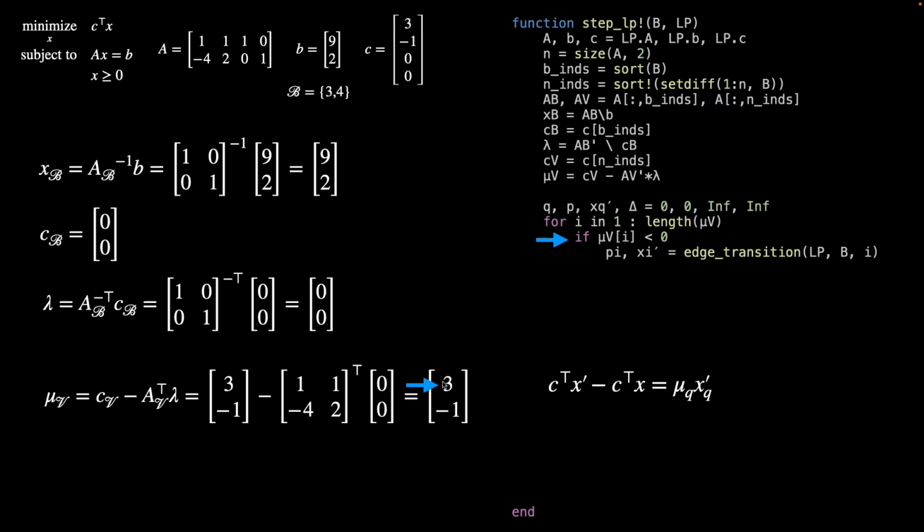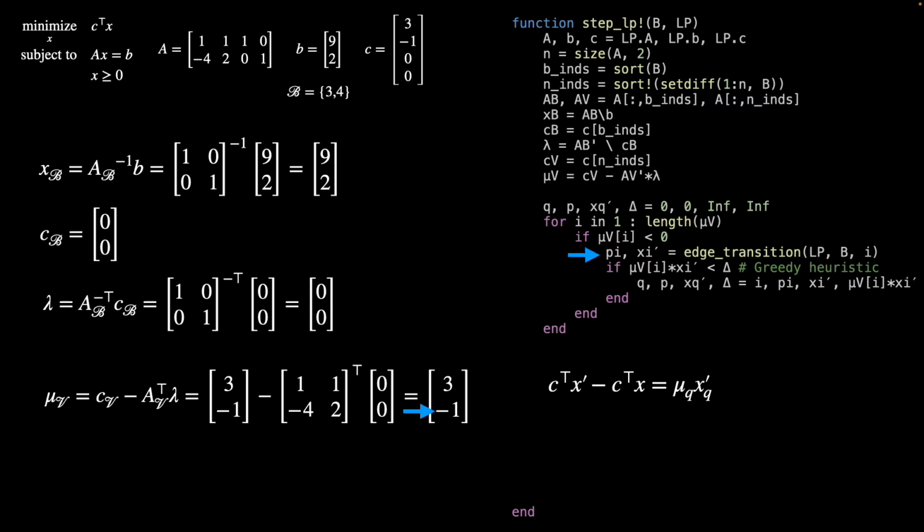In this case, where mu vi is 3, it's not less than 0, so we're going to skip this. We're going to come down to the end of this if statement and then go back up to the top of the for loop. Now we're on the next component of mu v, which is negative 1. Here, mu vi is less than 0. It's negative 1. So we're going to come in here.